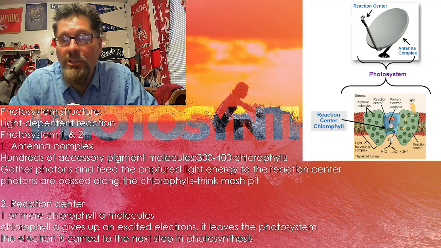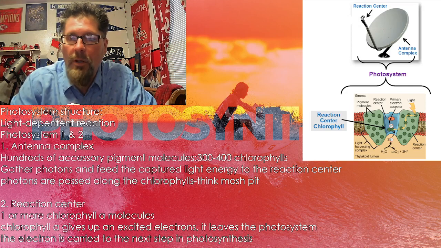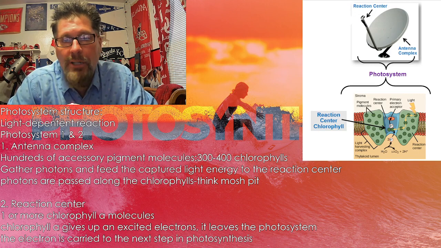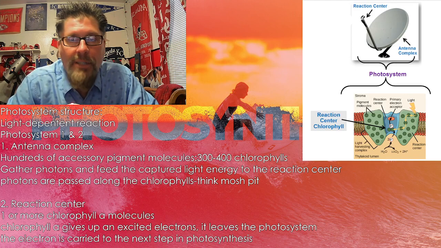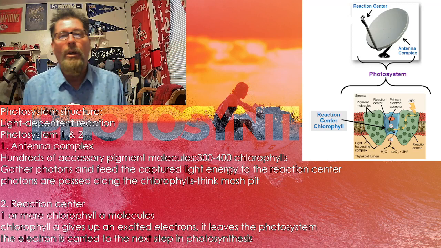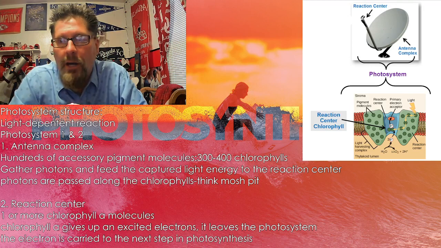Now in the reaction center, as I mentioned previously, chlorophyll A is located throughout the whole photosystem, but only chlorophyll A is in the reaction center, and that's because it has that unique ability to convert the light energy into chemical energy. It's the only one that can do that. So it's there by the electron.